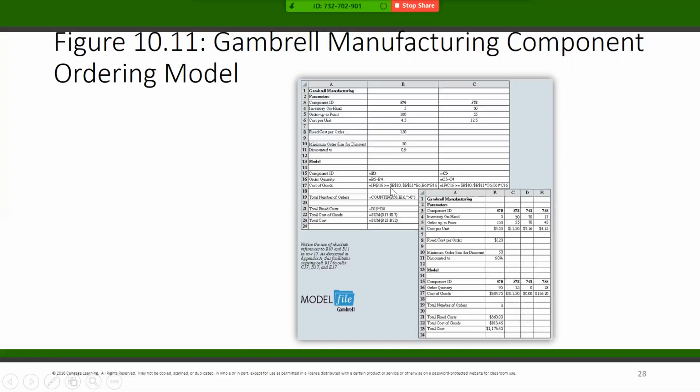And so if B16 is greater than or equal to B10, then comma, B11 times B6. Otherwise, it's just B6, okay? So if it is going to be greater than 50, we're going to take B11, the 0.9, times our B6, which is the 450, and that's going to be our new value. Otherwise, if it's not greater than 50, we're just taking the 450. And then we're going to multiply the whole thing times B16. And similarly here for the C's. And so that's what we have.